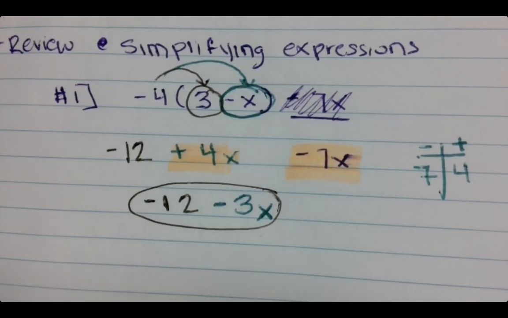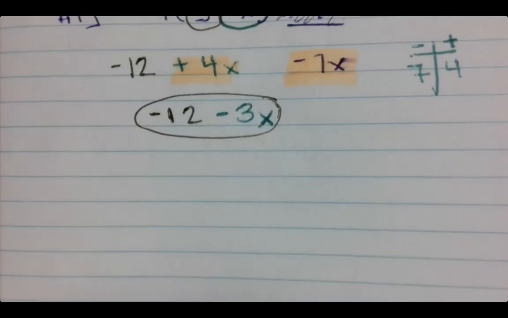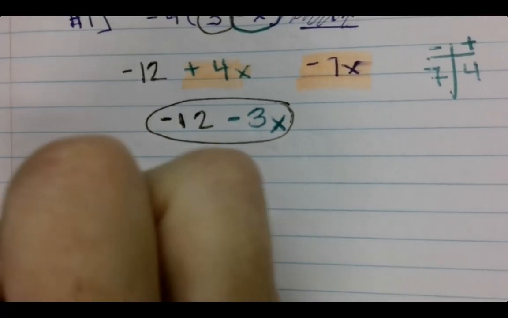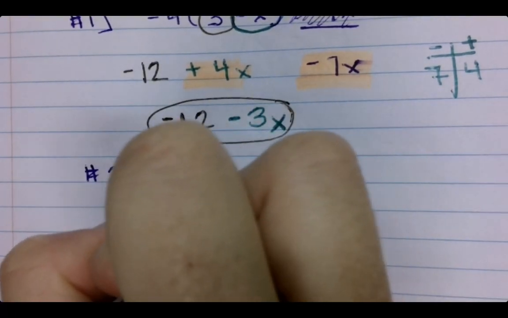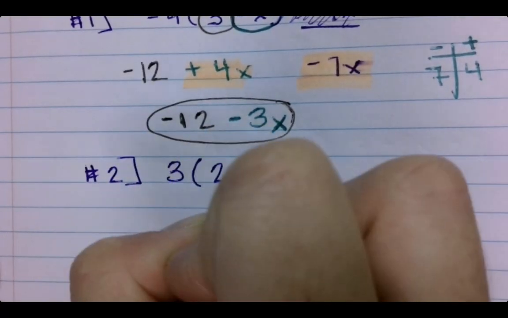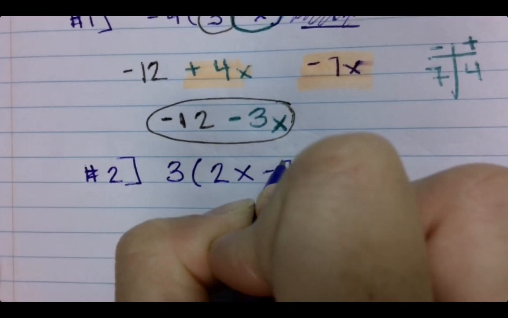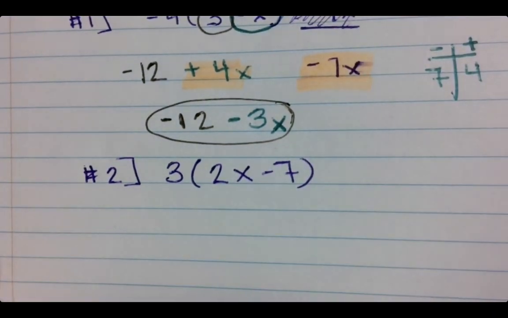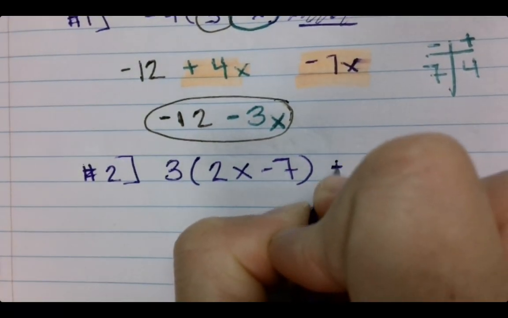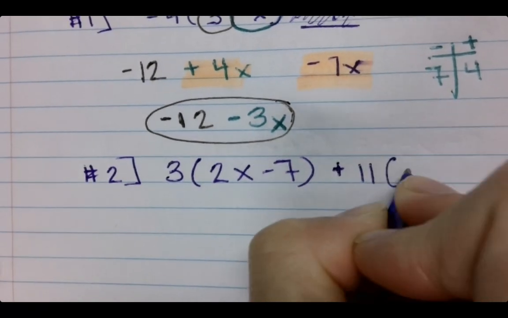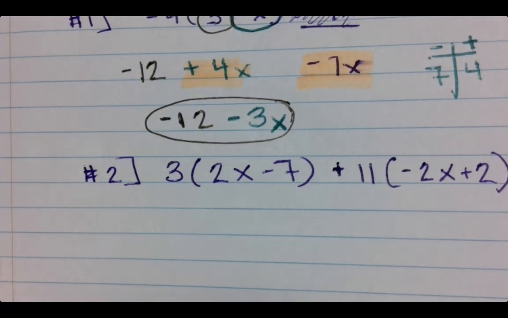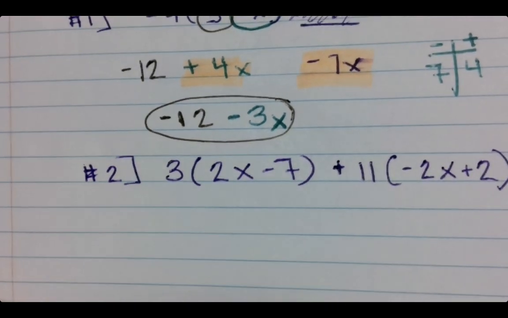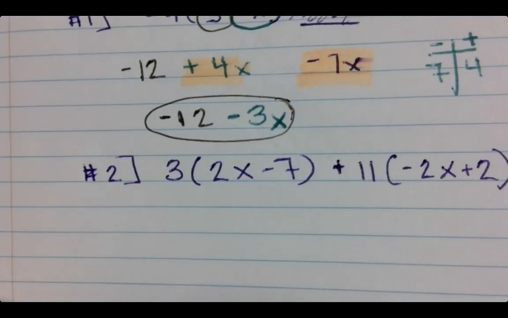Let's go on to the second example of what we did the other day. So number 2 is going to be 3 times the quantity 2x minus 7 plus 11 times the quantity -2x plus 2. This has got a lot going on.